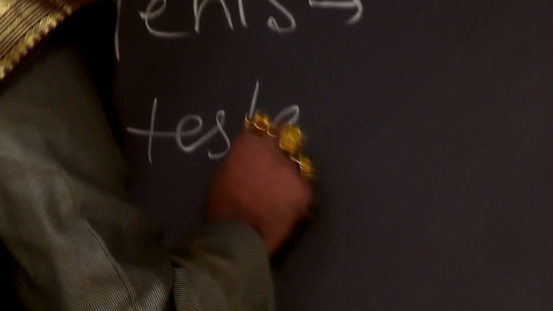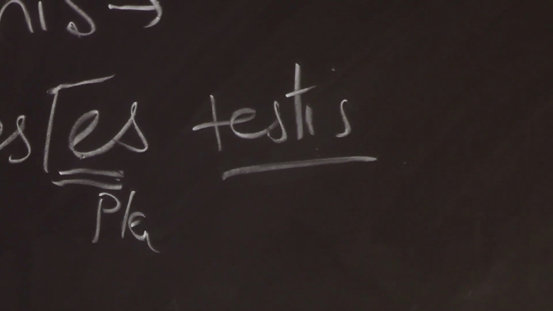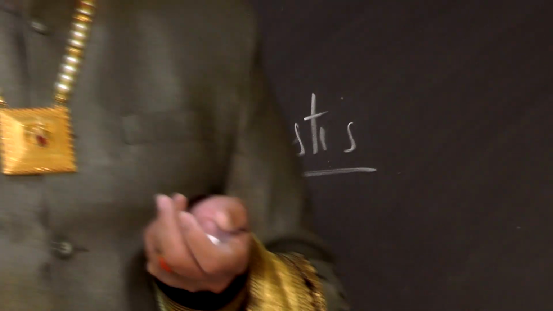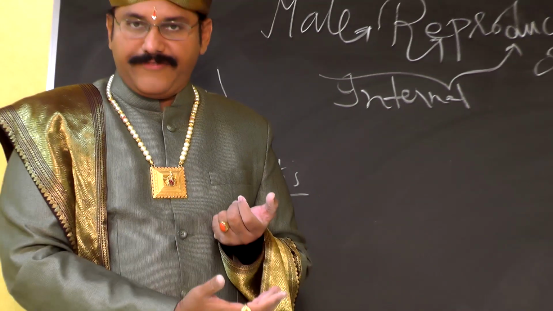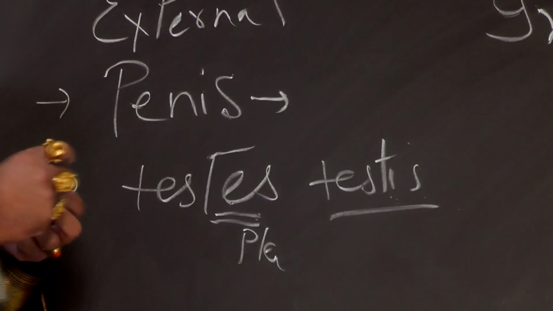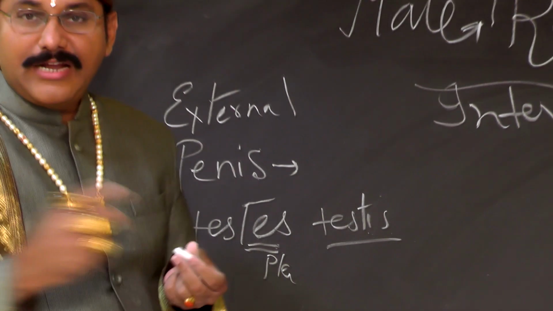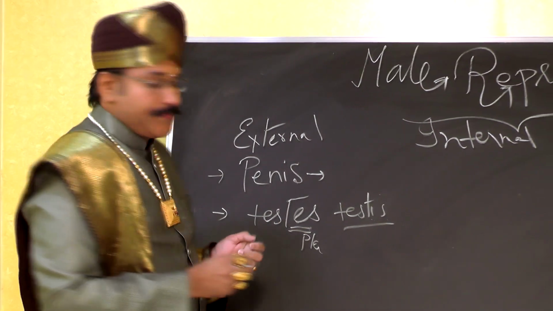Then we have the testis. Please understand, testes is plural. If you write testis, this is singular. Males have a pair of testes: right testicle and left testicle, or right testis and left testis. When it is right testis, it is "is"; when it is right and left testes, it is "es". That is the plural.